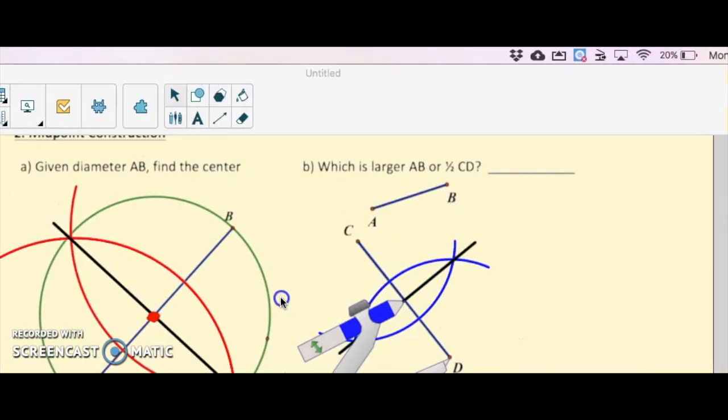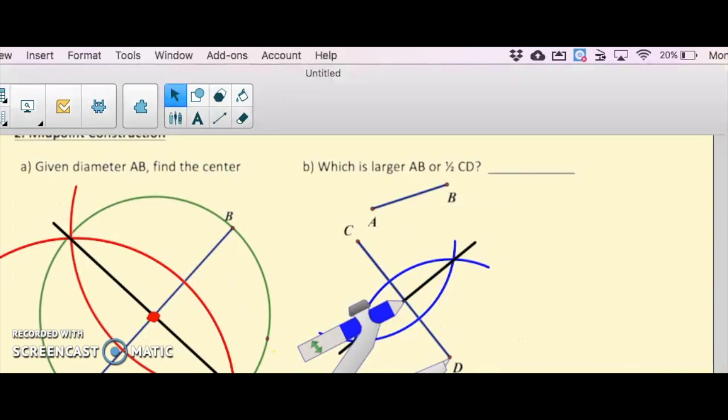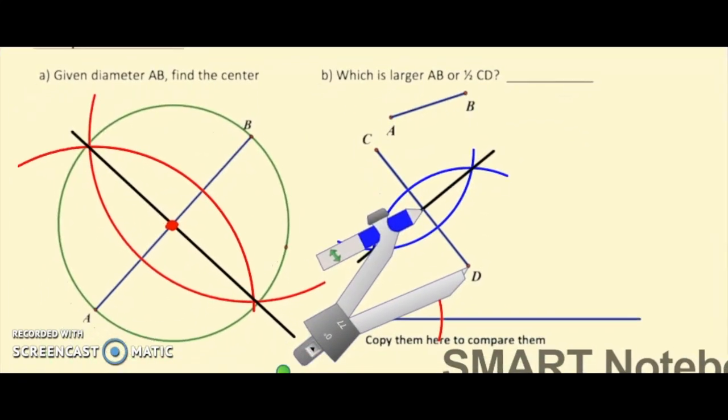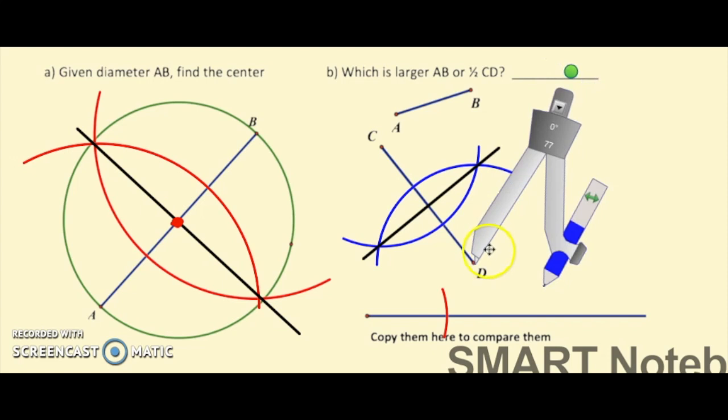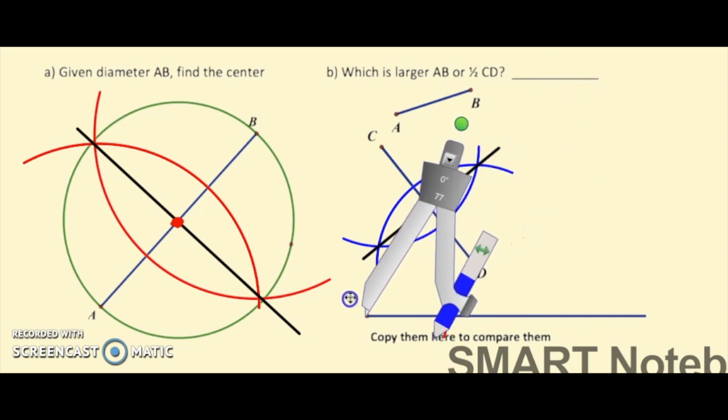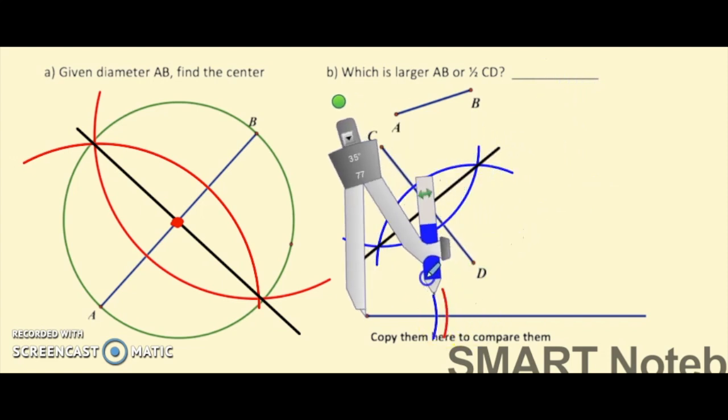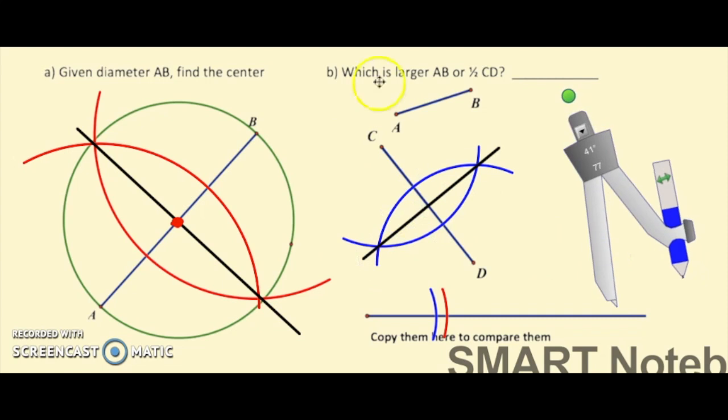So the red that I see is AB. Oops, we moved that off the screen. And I'm going to put this blue one down with the same starting point and see which one's longer. So that is closer to the start, which means that AB is my longer segment here. AB is the longer segment because that goes further from the starting point.